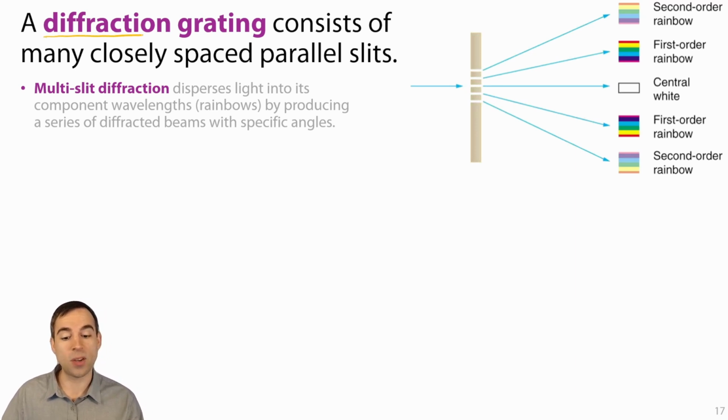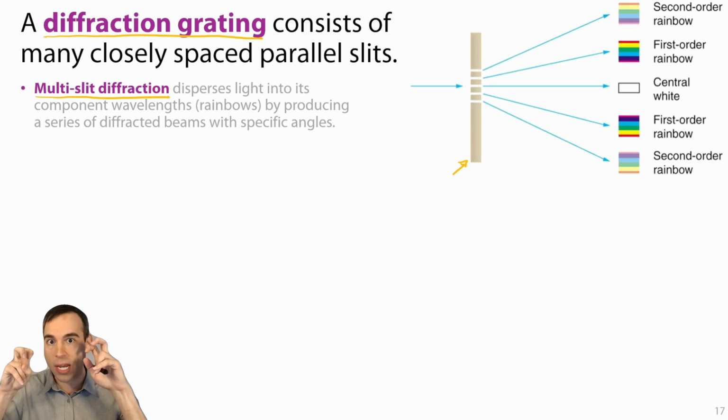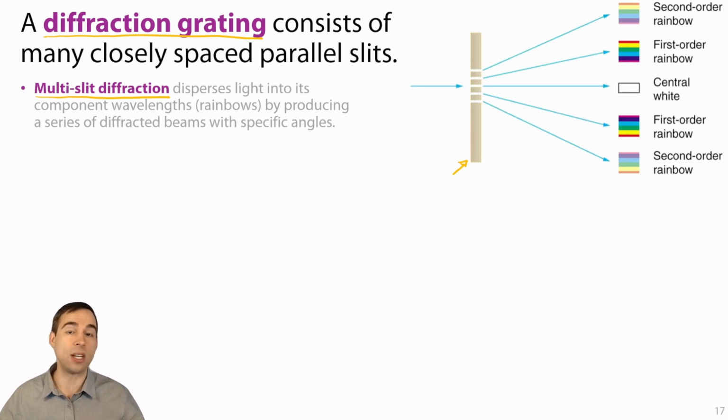One type of diffraction object is a diffraction grating, which is like a window that has many slits. Multi-slit diffraction is what this is often called. And it's very similar to double slit diffraction, except that each individual slit on a diffraction screen or grating will act as an individual source of waves. And what we notice for the interference pattern is that we do still have a central maximum of white light.